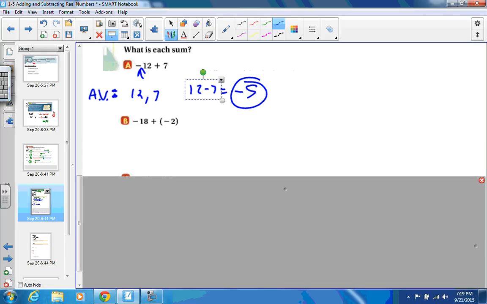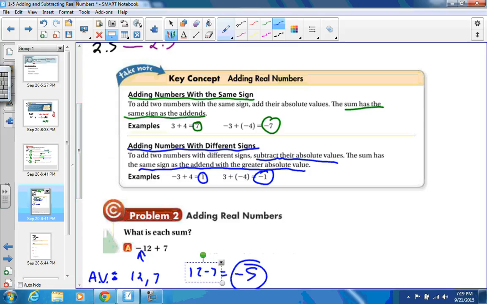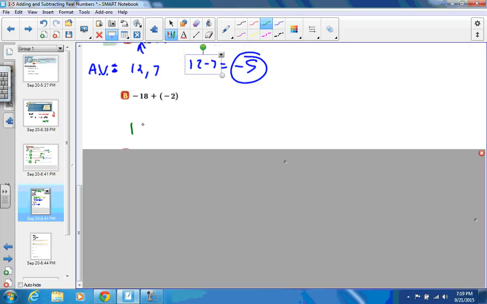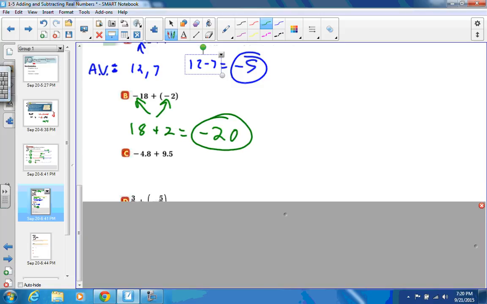Let's try the next one. Now we have two of the same signs. So we look at the same signs up here. I'll use green to show it. Same signs, we look for the absolute value, combine them, so this would be 18 plus 2 is 20. But since they're both negatives, the answer has to be negative. Okay? All right, let's look at the next one.